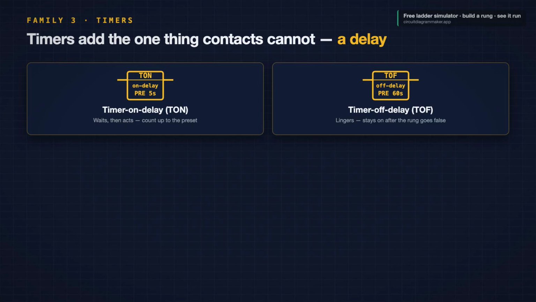On delay waits before it turns on. Off delay lingers before it turns off. Between them, that is every bit of timing a simple machine needs.